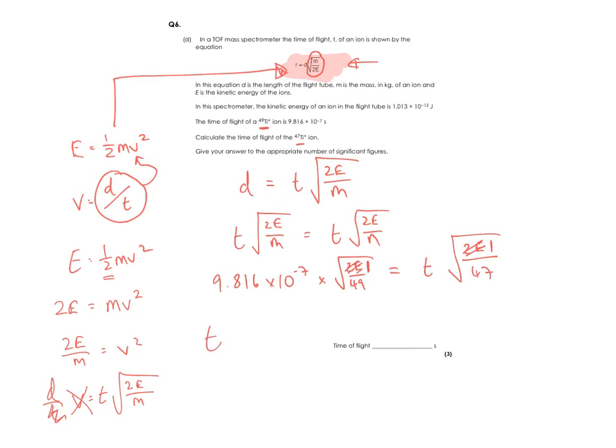So actually t will equal 9.816 times 10 to the minus 7 times the square root of 1 over 49 divided by the square root of 1 over 47. Now I'd recommend that you do lots of that individually and then put it onto your calculator. But if you did put all that into your calculator, then you'd get a time of flight of 9.614 times 10 to the minus 7.